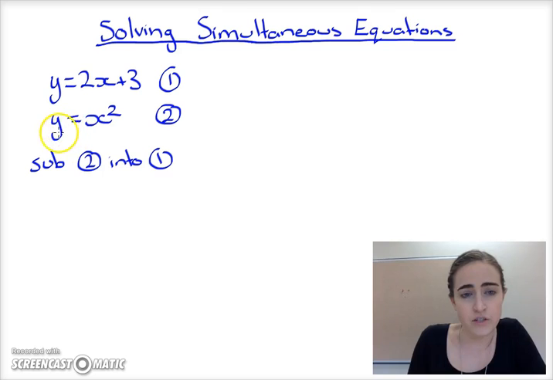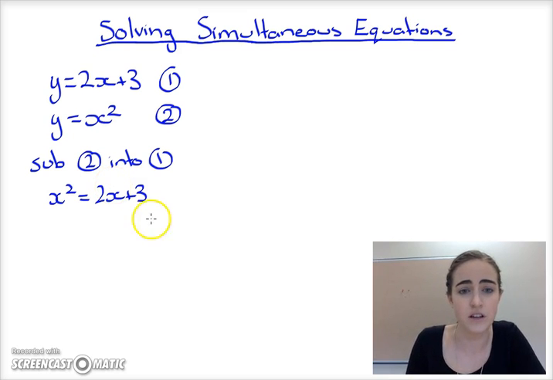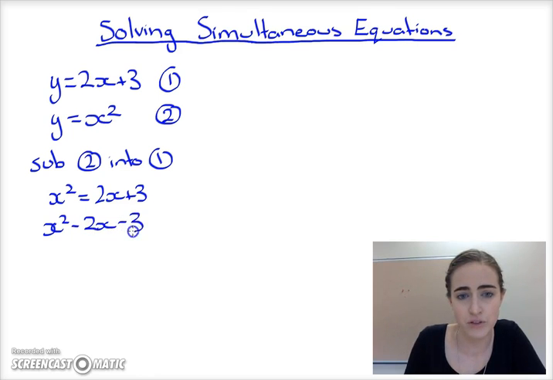Equation 2 tells us that y is equal to x squared. Because we're going to put that in where y is in equation 1, we'll have x squared is equal to 2x plus 3. This is good because now we only have x's, we don't have x's and y's, and now we can solve it like a normal equation. So we'll pull all our unknowns over to one side of the equation. That means we subtract the 2x and subtract the 3 from both sides, and we end up with 0 over here. And now it looks like a quadratic equation.